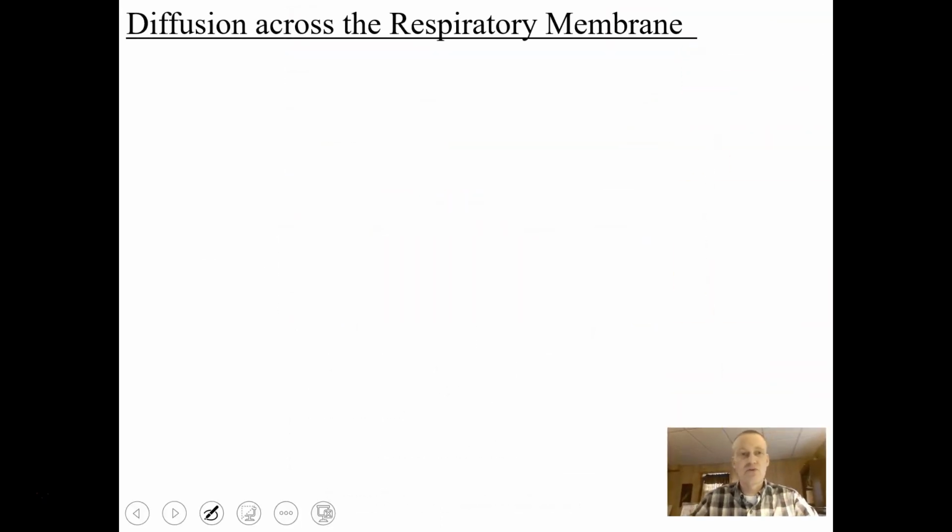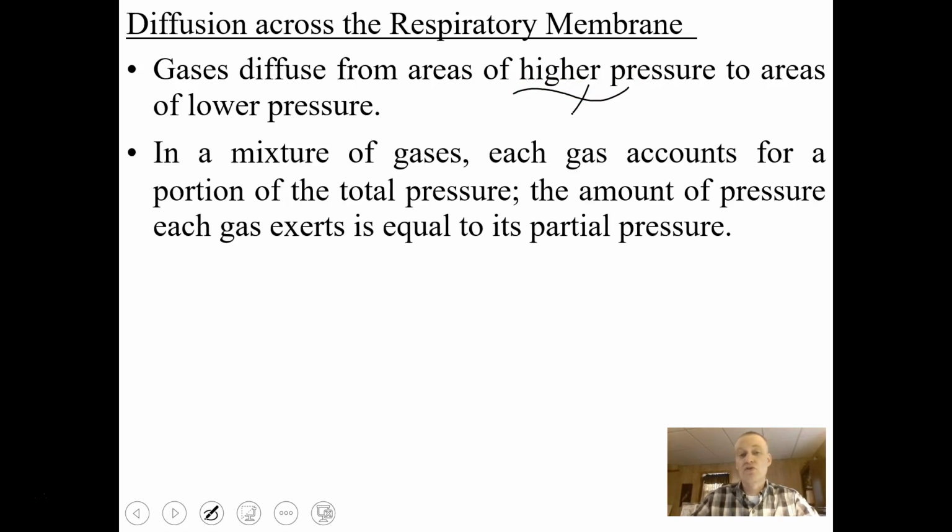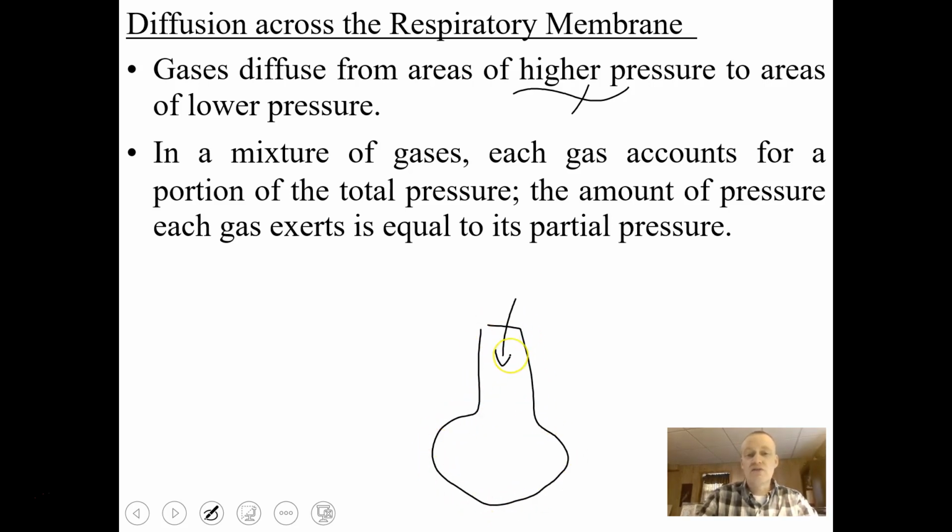All right, let's talk about the respiratory membrane and how diffusion works. Gases diffuse from areas of high pressure to areas of low pressure, so it follows the normal physical process of diffusion. If I were to have a bottle with a mixture of gases inside, each gas is going to account for a portion of the total pressure. Inside this chamber that's sealed off with a little cap over it, there is a pressure inside called the total pressure.